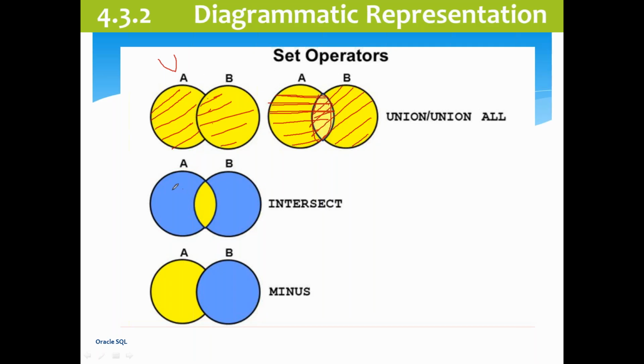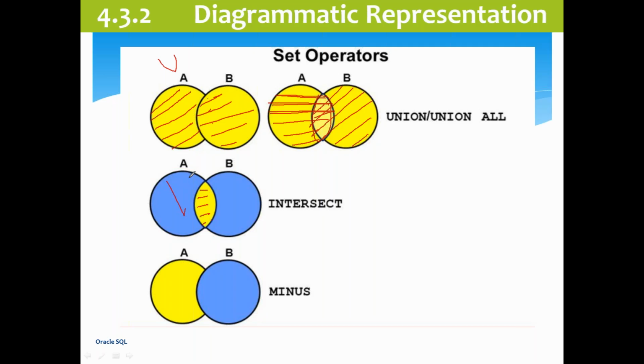Next is intersect. In this intersect, A is having some values, B is having some values. So what is the common part? This middle one which is highlighted in yellow, that only it will come. In all these examples, what is highlighted in yellow is what comes in the output of all these set operators. This is a common part. Intersect means purely common part.